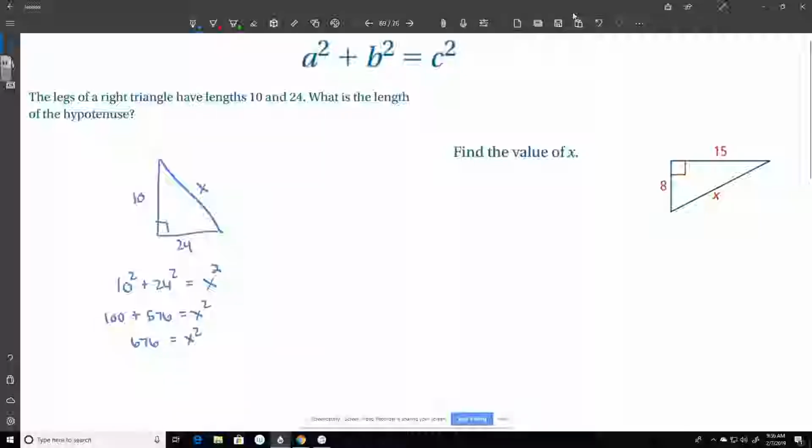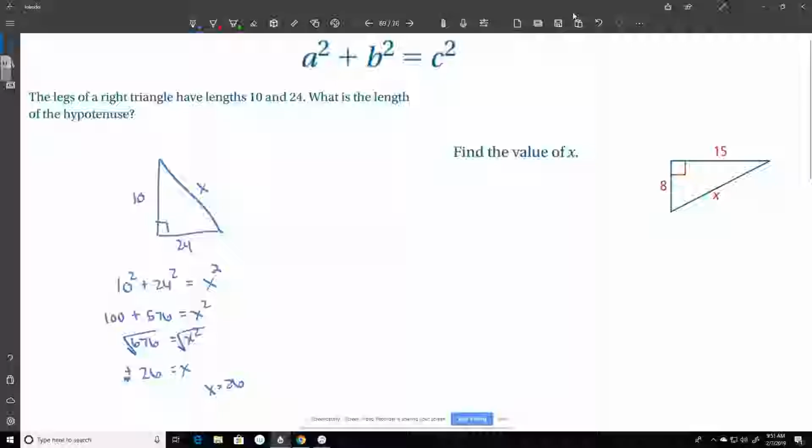When I've taught this in the past, a lot of people want to tell me 676 is the answer, but you have to remember that that's equal to x squared. So I have to square root both sides. When I take the square root of 676, I get 26 equals x. And remember, there's actually a positive and a minus 26, but when we're dealing with shapes, we ignore the minus. So x is just going to be the positive 26. If this side is 10 and this side is 24, then this length right here is going to be 26.